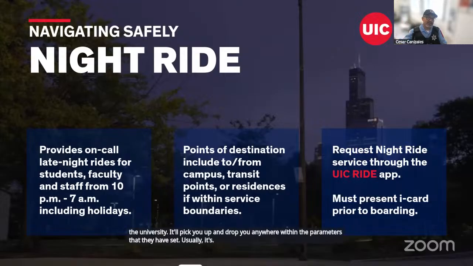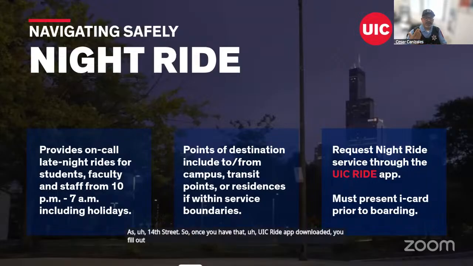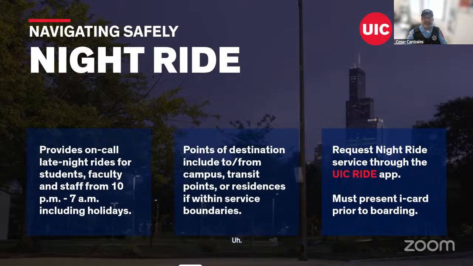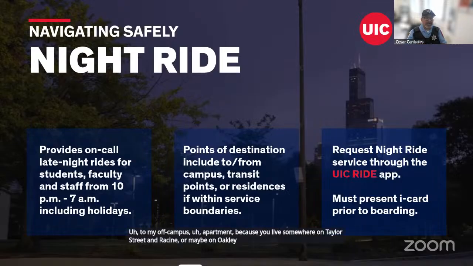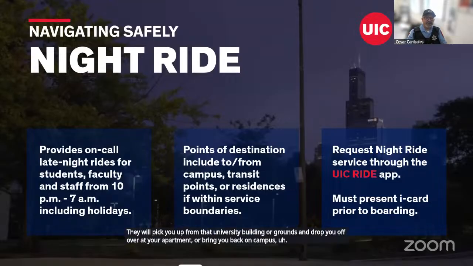Usually it's as far west as Western, as far east as Canal, as far north as Jackson, and as far south as 14th Street. Once you have that UIC Ride app downloaded, you fill out the information on there, and when you need it, you open up that app and say, hey, I am at the Library of Health Sciences, or the College of Medicine, or Student Center East, wherever you may be, and I need to go to my parked vehicle, or I need to go to my off-campus apartment because you live somewhere on Taylor Street and Racine, or maybe on Oakley and Harrison, somewhere within the neighborhood. They will pick you up from that university building or grounds and drop you off at your apartment, or bring you back on campus should you need that service. And again, it's within that area.